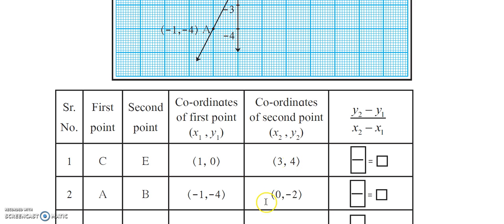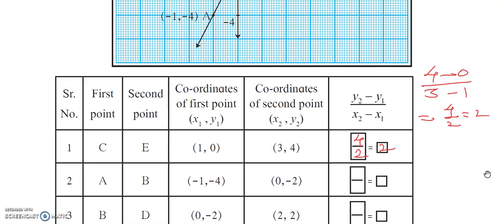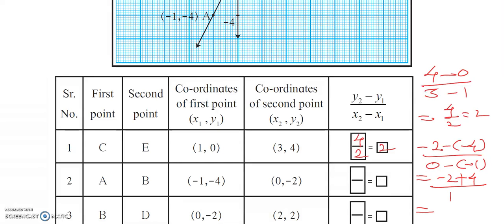The difference of y coordinates upon the difference of x coordinates, y2 minus y1, that is 4 minus 0, upon x2 minus x1, 3 minus 1. What is happening? That is 4 upon 2, which is equal to 2. What about the next? In the next, the difference of y coordinates means what? Minus 2 minus in bracket minus 4, upon 0 minus in bracket minus 1. And what is happening? Minus 2 minus minus becomes plus 4, upon 1, that is 2 upon 1, which is again 2.